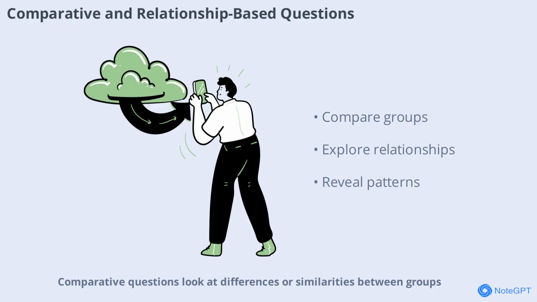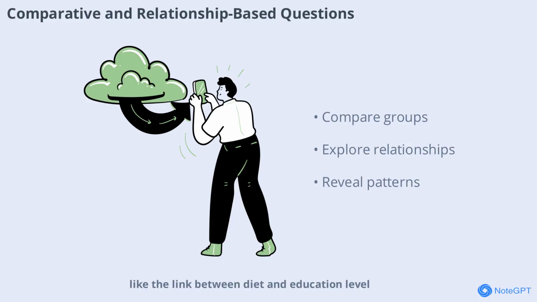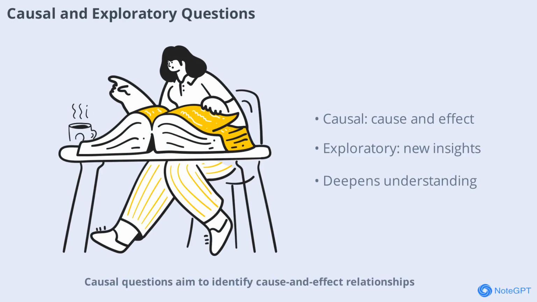Comparative questions look at differences or similarities between groups, such as comparing attitudes between age groups. Relationship-based questions investigate connections between variables, like the link between diet and education level. These types of questions are powerful for uncovering patterns and relationships in your data, helping you draw meaningful conclusions from your research. Causal questions aim to identify cause and effect relationships, such as the impact of an intervention on behavior. Exploratory questions are used early in research to gather preliminary insights and identify new areas for investigation. Both types are valuable.